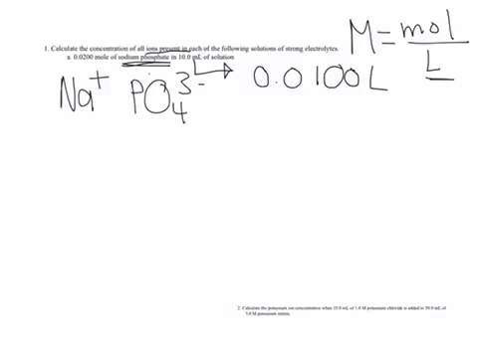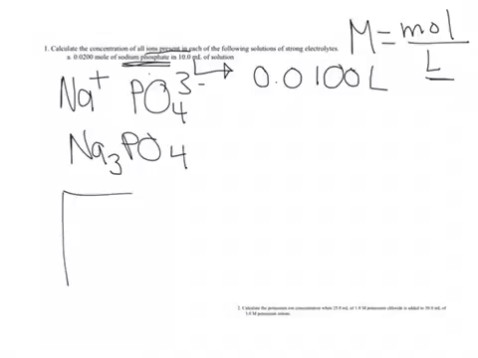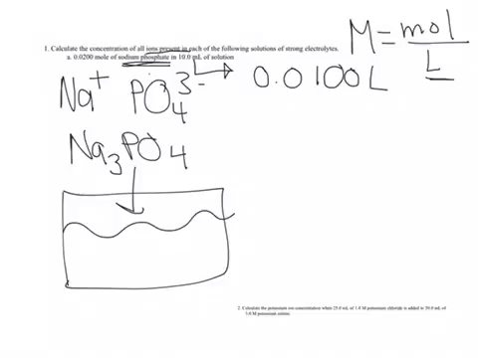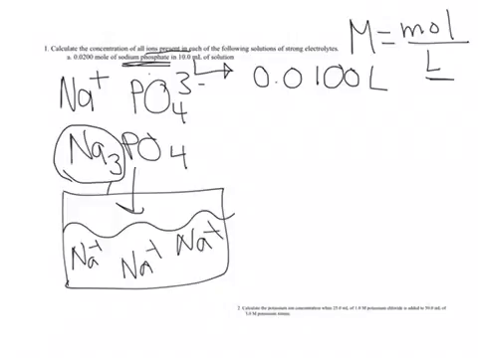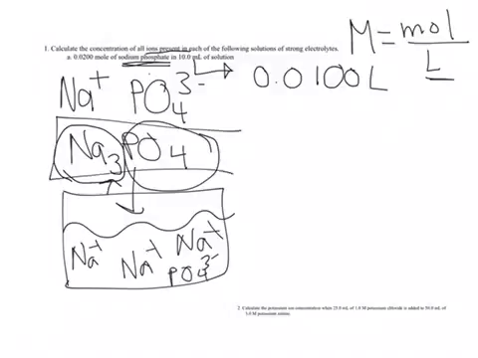Sodium is a +1, phosphate is a -3. So the correct formula for sodium phosphate is Na3PO4. That is for the whole compound. When we take this ionic compound and place it in water, it dissociates, it dissolves, it splits apart into its ions. Well, take a look at this. How many sodium ions are there? You should say 3 because of this subscript right here. And how many phosphate ions? Well, only 1. So when you take this full compound and dissolve it in water, it splits apart into its pieces.